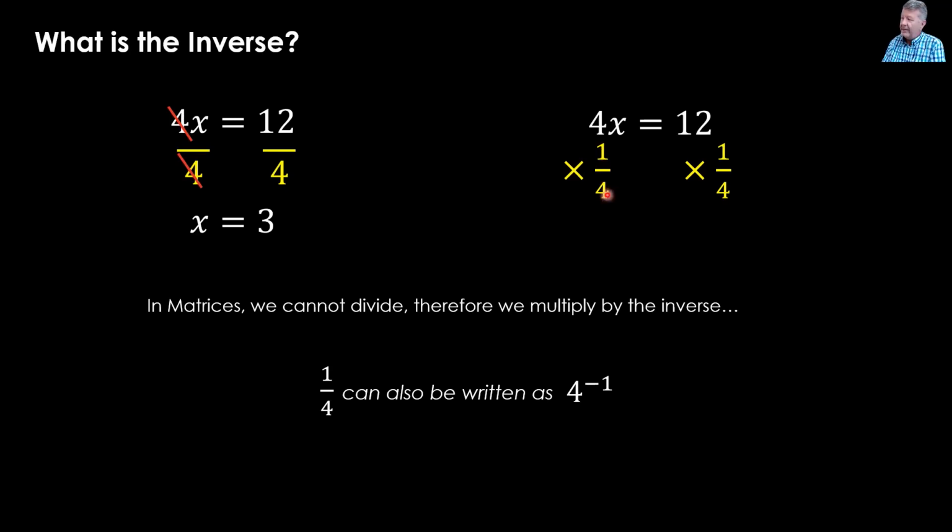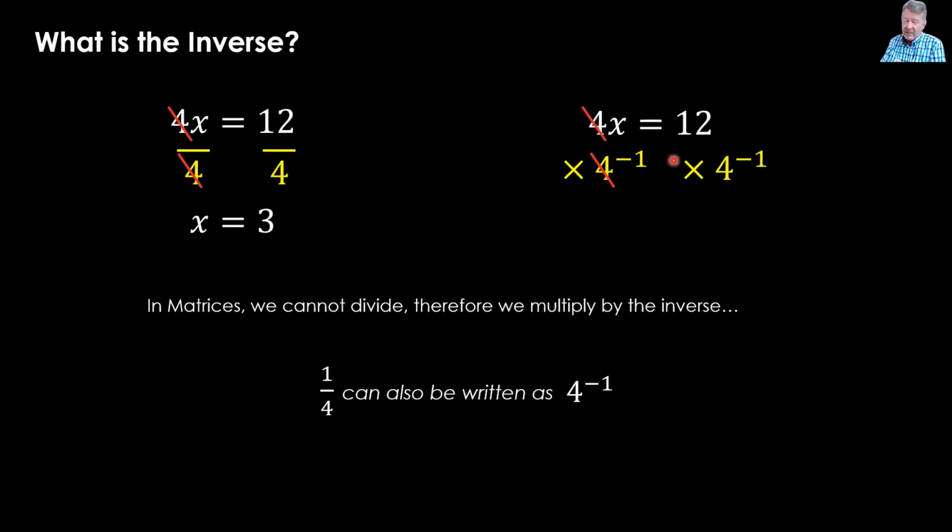So we're going the other way. Instead of writing times 1 over 4, we're going to write it as times 4 to the power of -1 on both sides. Same thing. So what do we do now? We cancel those two out, still cancels out.